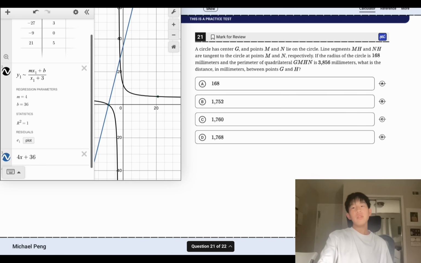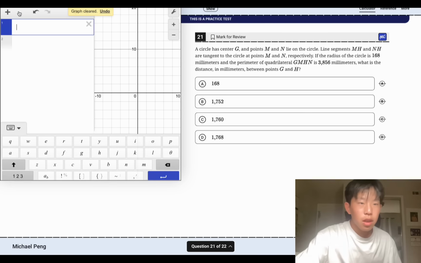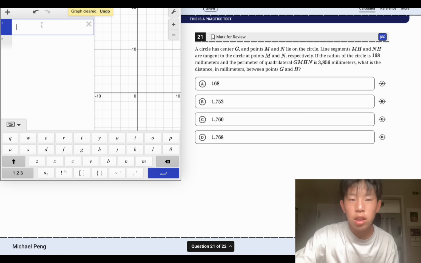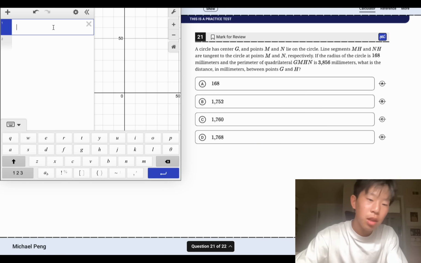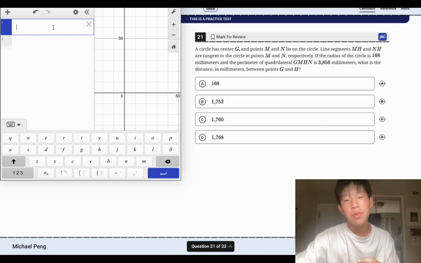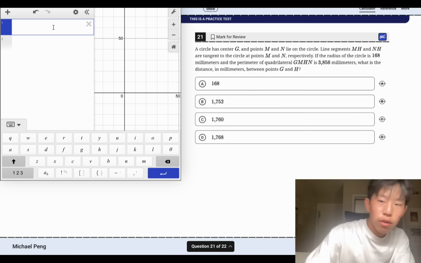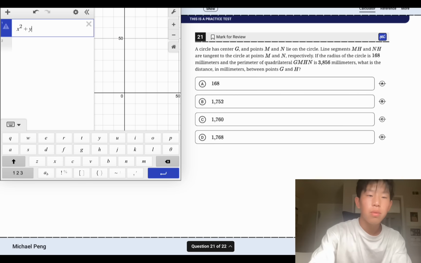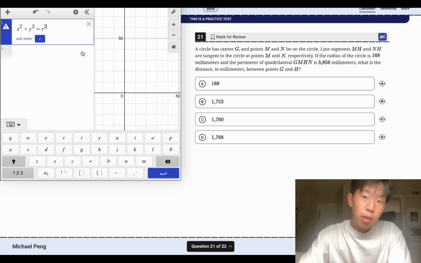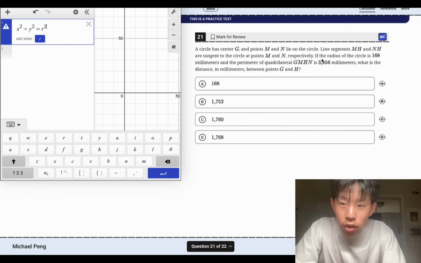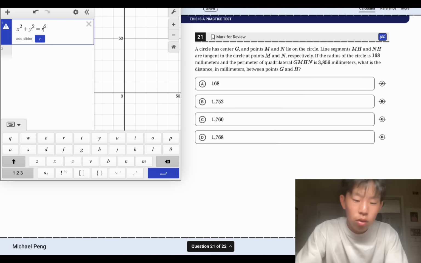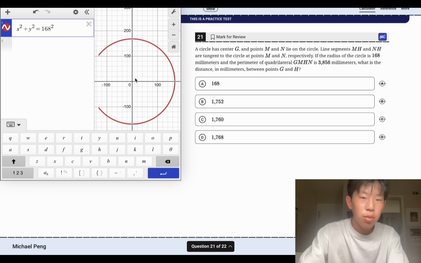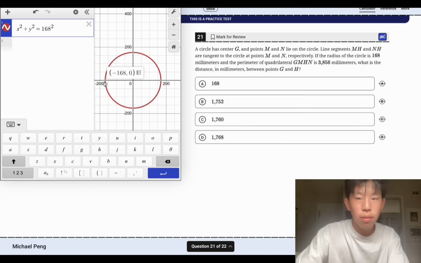Next question. It's going to take a minute to do on Desmos, but I'm going to prove that it's possible, and this is how you're going to get that 800. So watch. First, it's saying a circle, so I'm going to write down the equation of a circle equals r squared. What's r? It's the radius of the circle, so the radius is 168. We just write 168, and boom, now we have a nice circle.